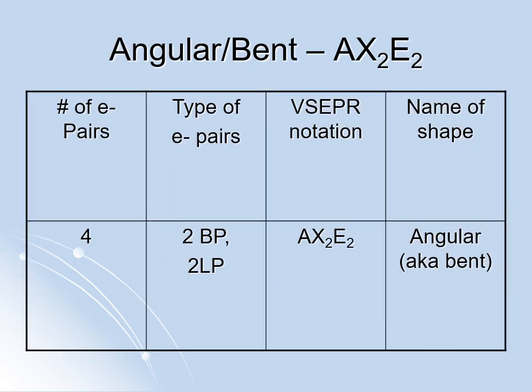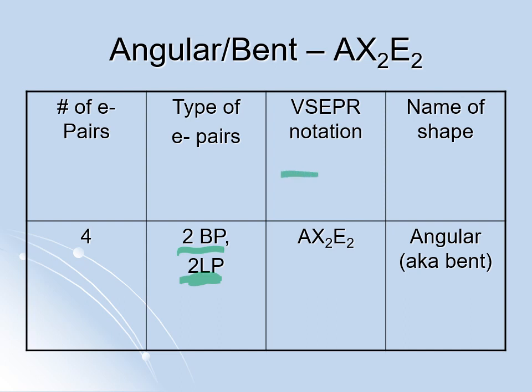All right, angular bent again. So this is another type of angular bent one, but it has 2 bonded pairs and this time 2 lone pairs. And this is another popular one just because of a particular molecule that we all know and love has this particular shape to it.